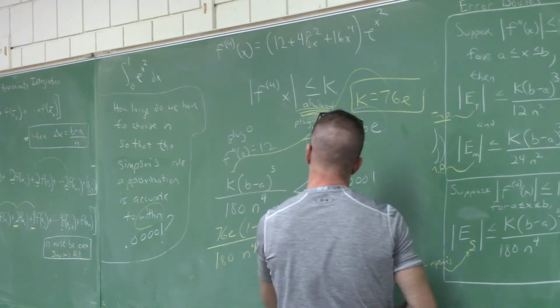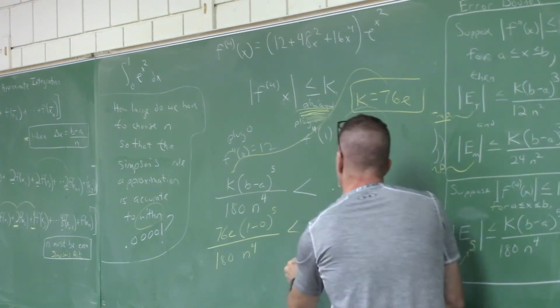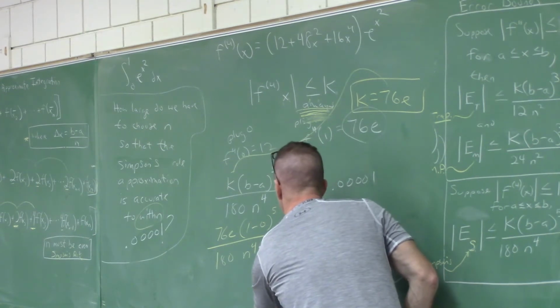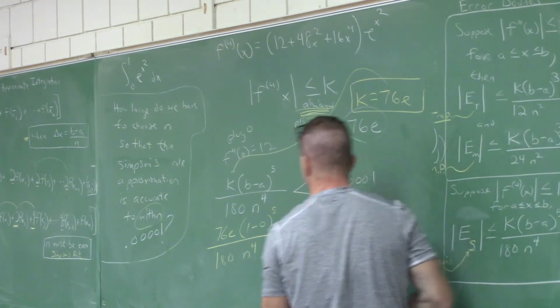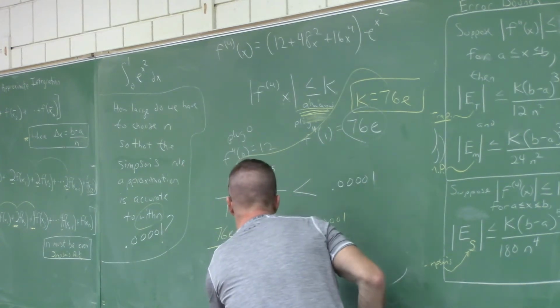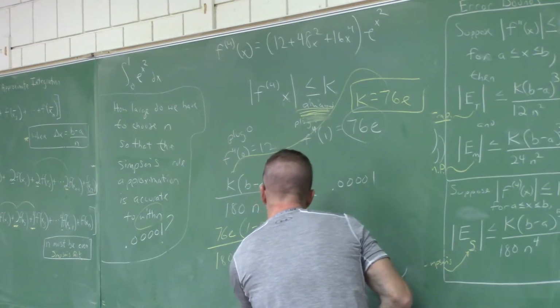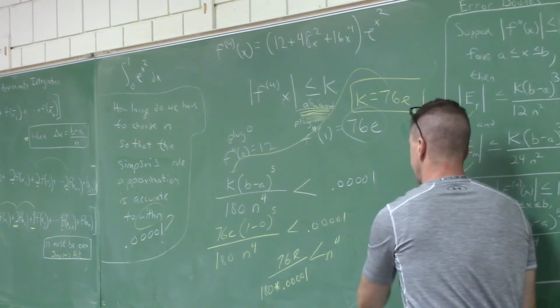Now, how do you solve this? What would n to the 4th have to be greater than? 76e divided by 180 times 0.0001. Zero, zero, zero, zero, 4 zeros and a 1, and then we'll take the 4th root of that number, right?